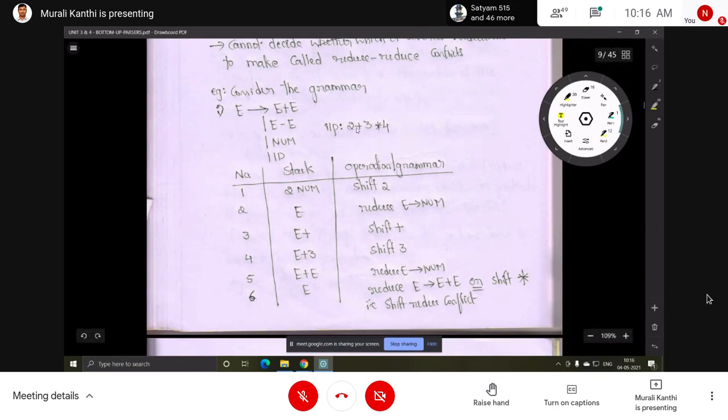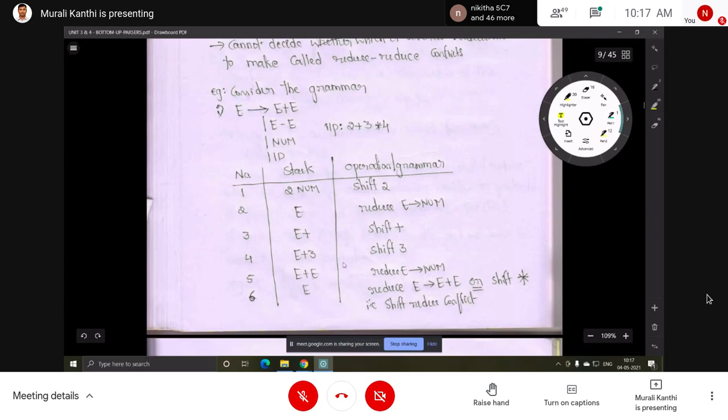First input symbol, what is that? 2 is shifted. That is a number. Now this number can be reduced to E. So in the stack E is there. Next symbol plus, shifting: E plus. We don't have any handle. So next symbol, shifting 3, which is a number. Now the number can be reduced to E. So E plus E. E plus E can be reduced to E.